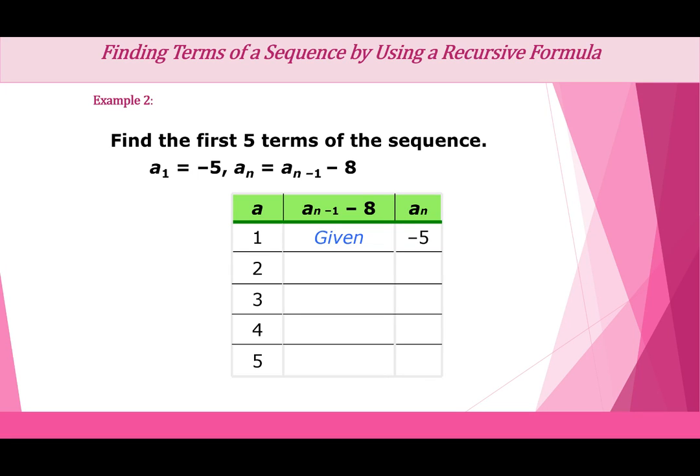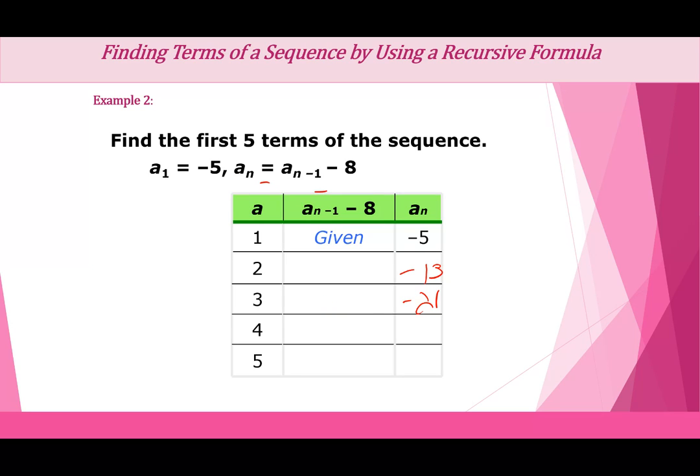So if we're talking about the second term, a sub 2 minus 1 is a sub 1, which you already know is -5. So it's -5 minus 8, which makes -13 as your A2 value. And so now your A3 value will take your A2 value minus 8. So that'll be -13 minus 8, which makes -21.